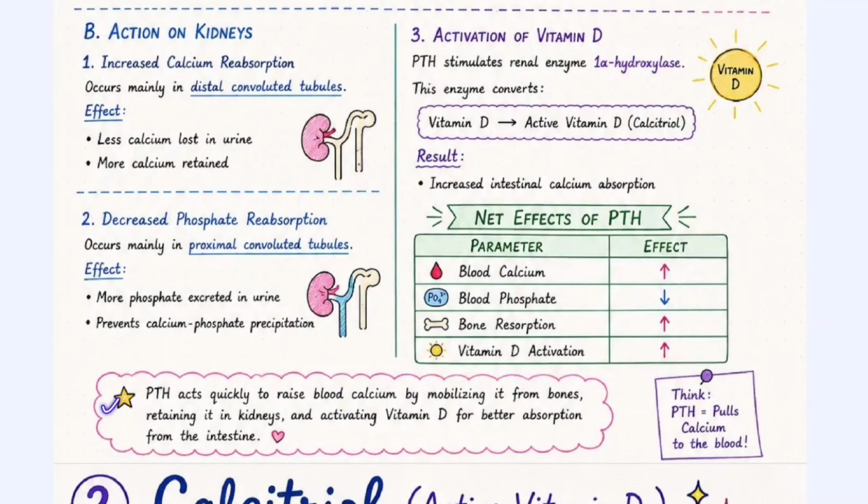So, parathyroid hormone acts quickly to raise blood calcium by mobilizing it from bones, retaining it in the kidneys, and activating vitamin D for better absorption from the intestine. It means parathyroid hormone pulls calcium into the blood.